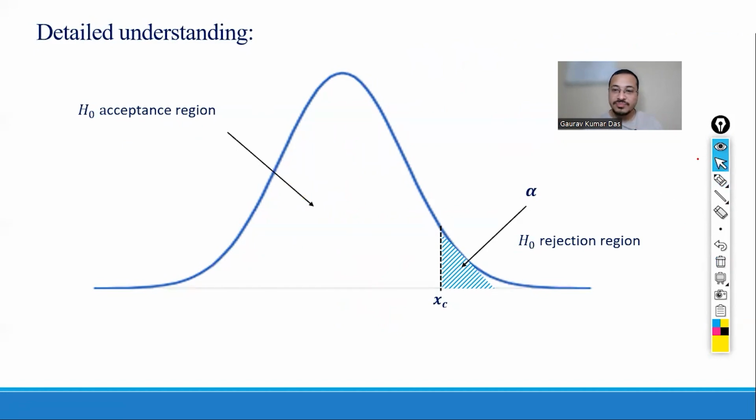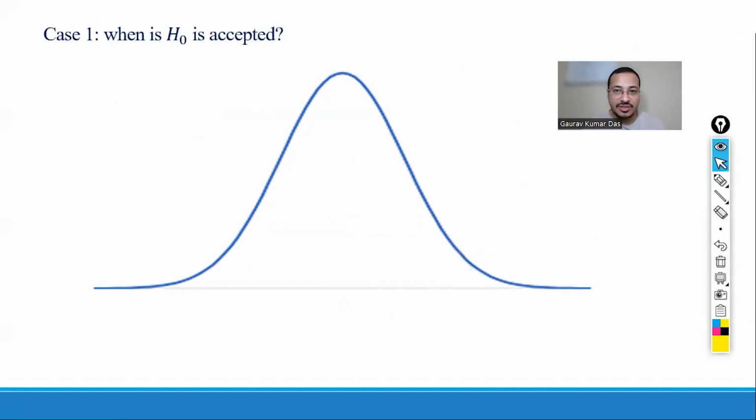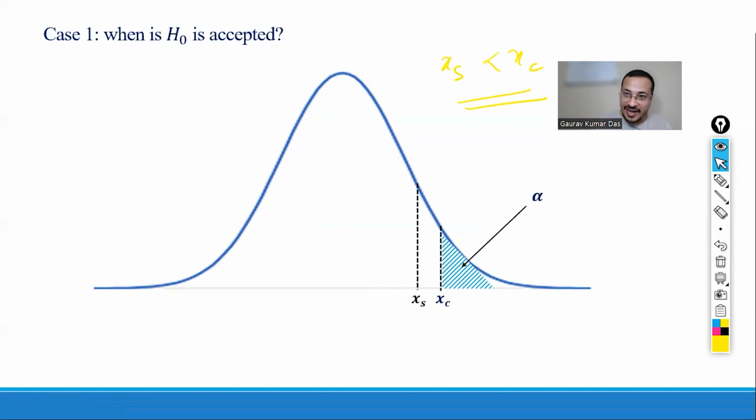Clear? Okay. All right, great. We'll take more examples, guys, so don't worry. So when is H not accepted? H not is accepted when typically my XS is less than X critical. This is the condition. So if you look at alpha, alpha gives the position of X critical, and if my XS is less than XC, it should be below XC, right?